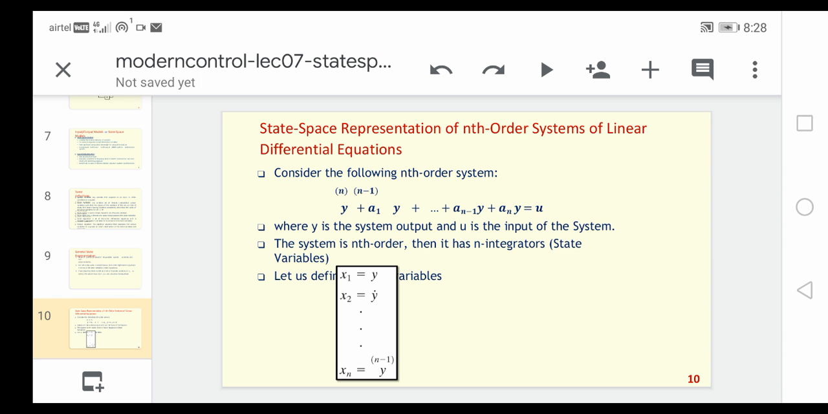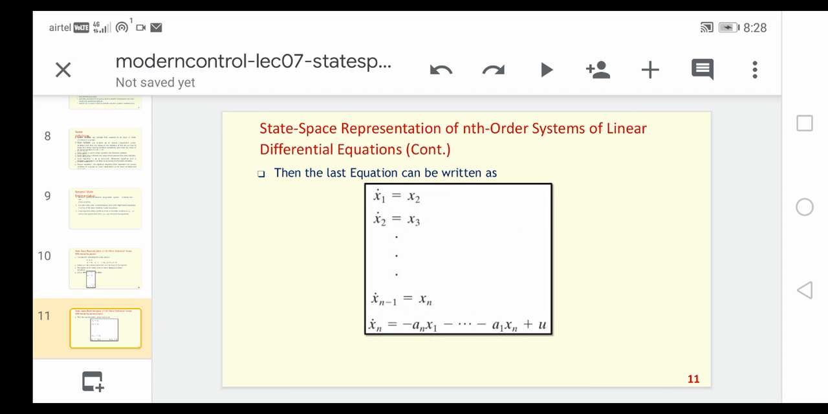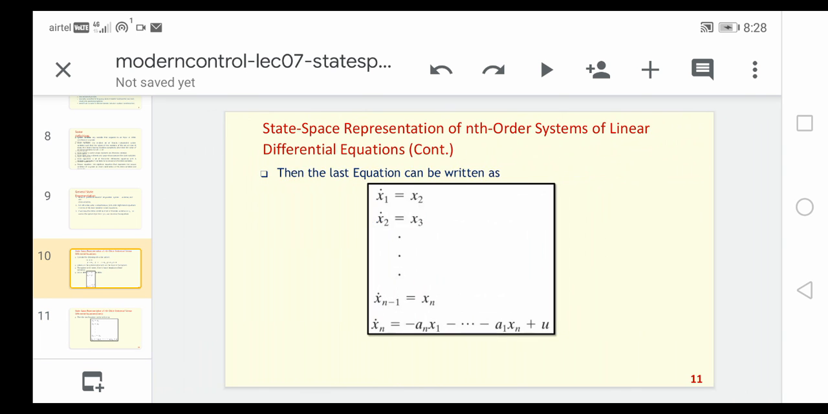Let us define the state variables: x1 is equal to y, x2 is equal to y dot, x3 is equal to y double dot, x4 is equal to y triple dot, and so on. xn is equal to y to the power n minus 1. Here is the state representation of the nth order system. In the last slide we considered x1 is equal to y. Then what about x2?